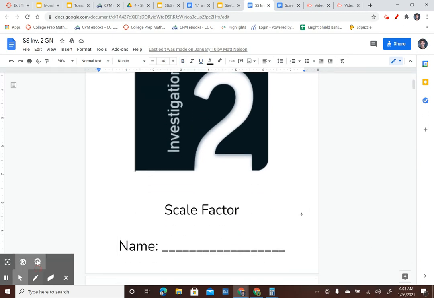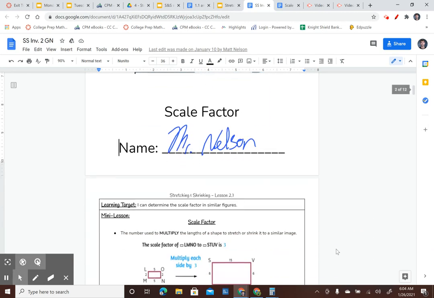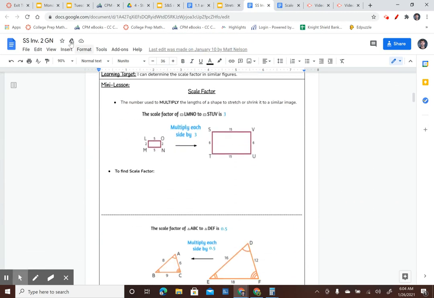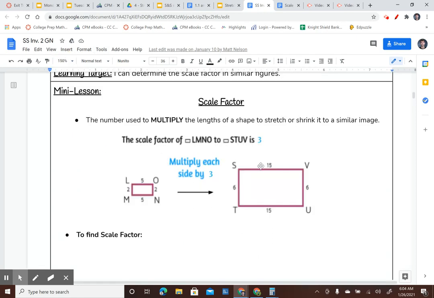So first things first, I'm going to go ahead and write my name here to get started. Now I'm good to go. All right, I want to zoom in here so it's a little bit easier to see.